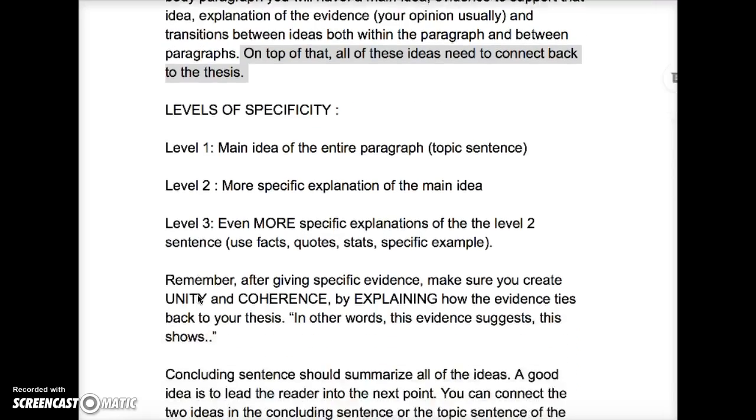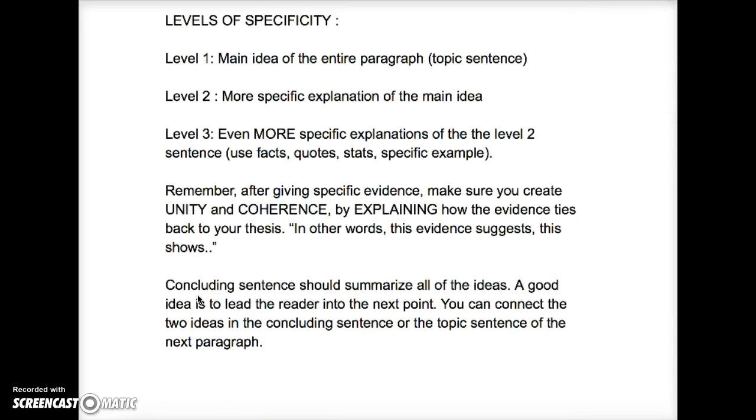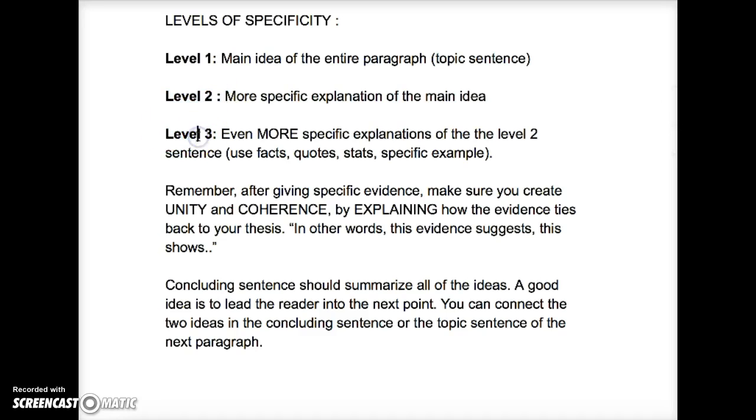So within your body paragraph, we identify 3 different levels of specificity. So you're going to have level 1 sentences, level 2 sentences, and level 3 sentences. And the higher the number, the more specific the explanations or the evidence will be. So let's look at a level 1 sentence. This is generally the main idea and will come in the topic sentence. So this is pretty general.